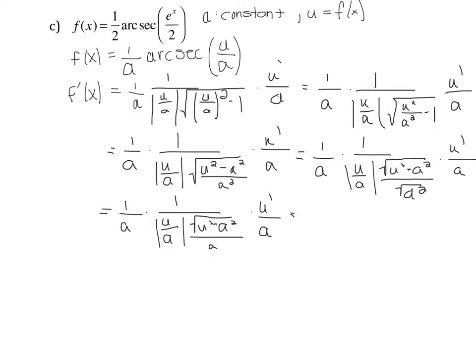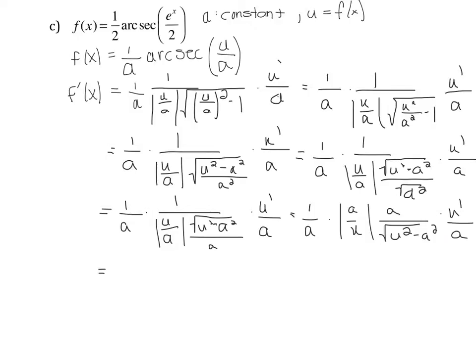All right, we're coming on home. Let's clean this up. Again, this middle fraction here, let's take its reciprocal. Instead of dividing by this whole big, terrible fraction, let's multiply by its reciprocal. So really, we will have times the absolute value of a over u, and then a over the square root of u squared minus a squared times u prime over a.